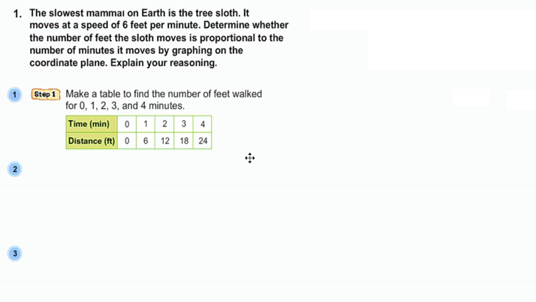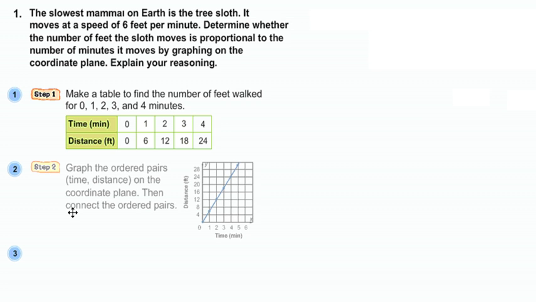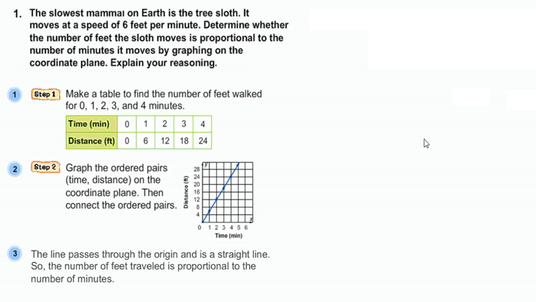So now that we have our table, now we can make our coordinate points. This right here is going to be my x, and this is going to be my y. So now we're going to graph. Our coordinate points were 0, 0, 1, 6, 2, 12, 3, 18, and 4, 24. So we're going to graph them on our coordinate plane. And what we'll notice is that the line went through the origin, which is 0, 0, and it went in a straight line. It wasn't jagged or anything. So this is considered a proportional relationship.